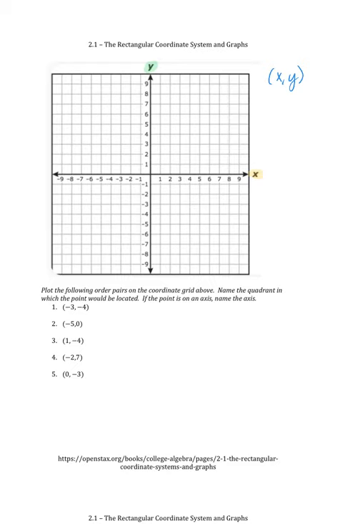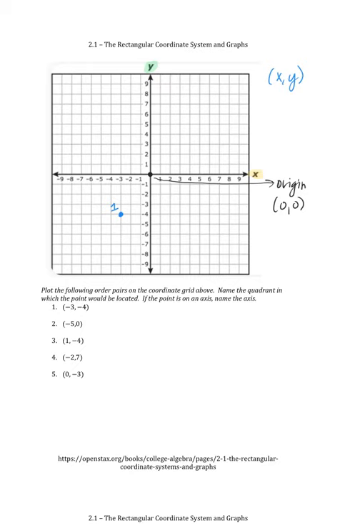You always start at the origin. The origin is in the middle. Okay, so that is the origin, and that ordered pair is 0, 0. So for -3, -4, you start at the origin, and the -3 means you go to the left 3 units, and then the -4 says you go down 4 units. So there is the point for number 1.